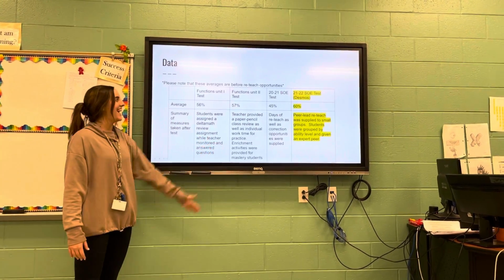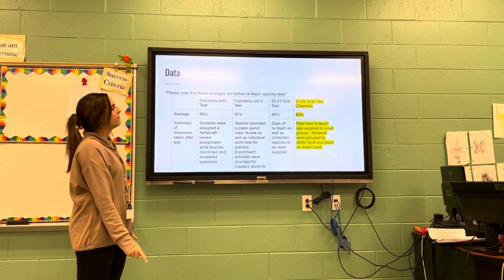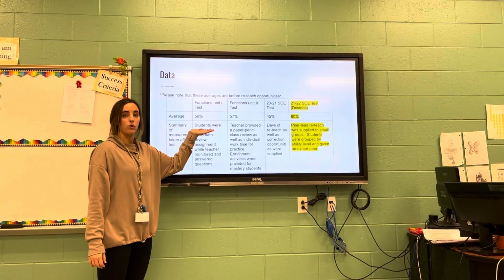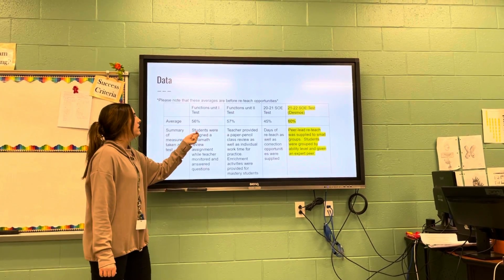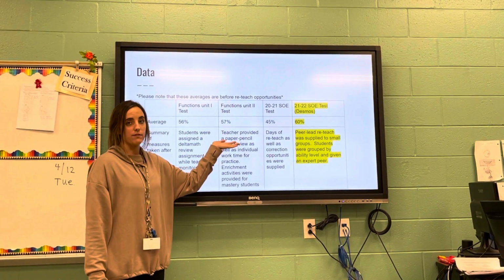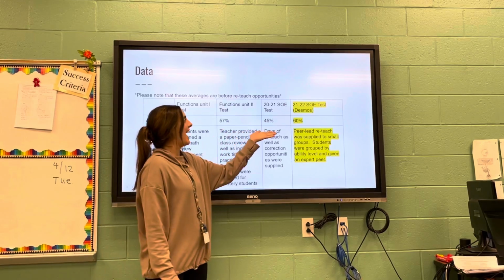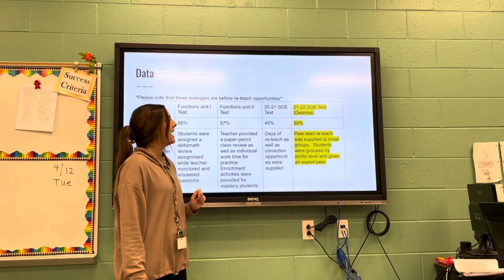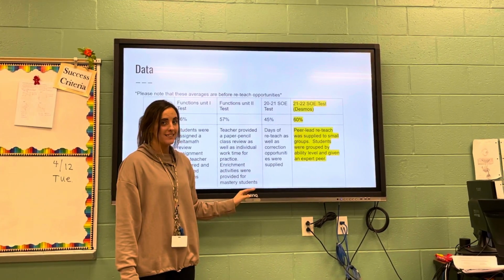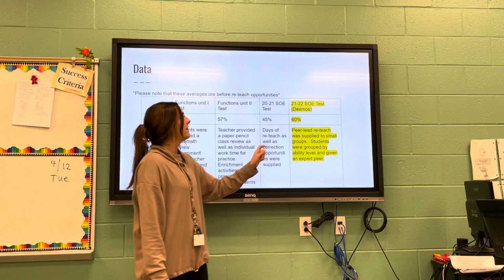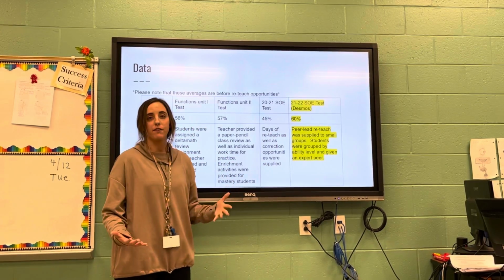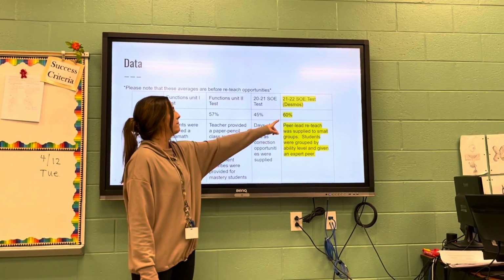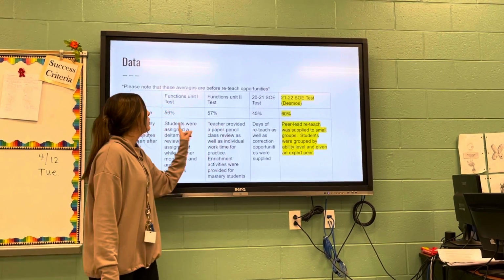Here's the data. Please note that these averages are before reteach opportunities. This is from our functions unit test 1. 6th period scored an average of a 56%. Functions unit 2 test, they scored an average of a 57%. This is last year's 6th period, so totally different students. On the systems of equations test, they averaged a 45%. That was last year. And then this year, with implementation of Desmos and different students, they averaged a 60%. So the Desmos implementation does show growth across the board.